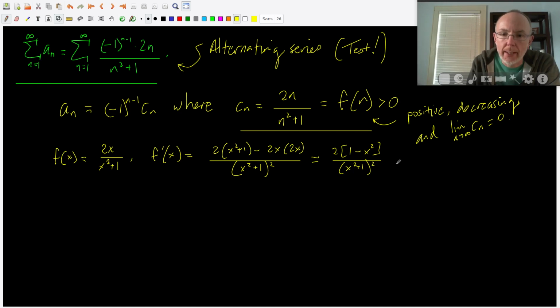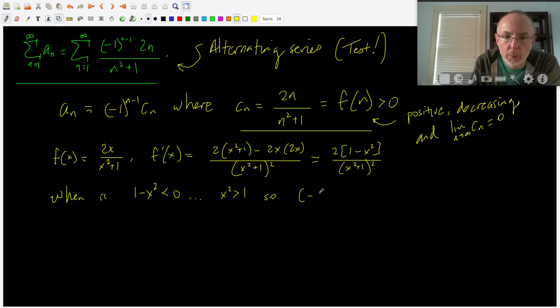And we want this to be negative. So the question is, when is 1 minus x squared less than 0? The answer is, well, when x squared is bigger than 1. And if you think about solving this inequality, that happens between minus infinity and minus 1, and then again from 1 to infinity.